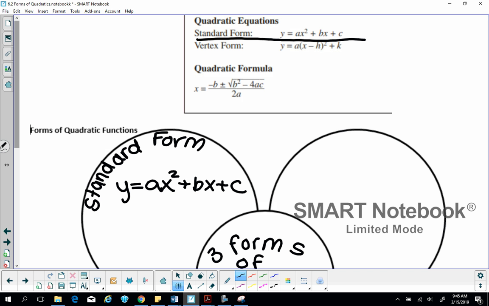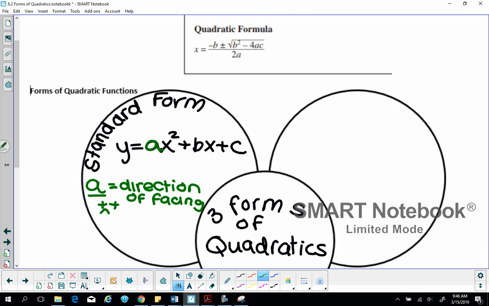And so you'll need to know what is the best thing to look for when it's in each form. The first thing is your A, and we already learned about your A. Your A is your leading coefficient. What your A tells you is the direction of facing. So is it positive or negative, or up or down? If it's positive, you know that it's going to be going up. If it's negative, you know it's going to be going down. So that A tells you whether the parabola is going up or down.